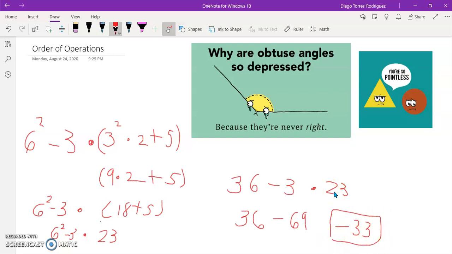Well, that would wrap this lesson up. If you have any further questions about the PEMDAS rule, order of operations, or how to maybe remember the PEMDAS rule a little bit easier, I would be glad to help you guys.